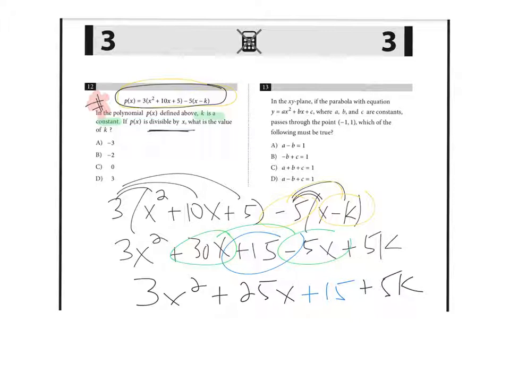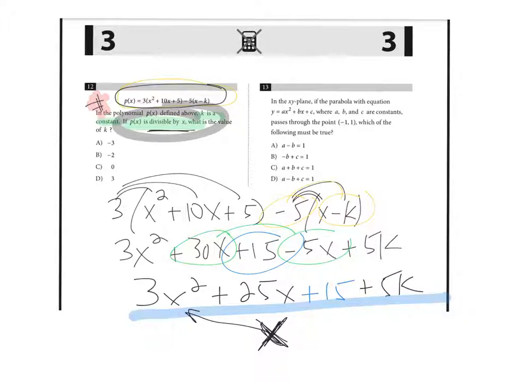And the question is asking me, what is k? But here's the key to the question. P of x is divisible by x. Well, what does that mean? If it's divisible by x, that means if I take this and I divide it by x, it has to go in evenly. That's what it means to be divisible. For example, x goes into 3x squared. If you think about 3x squared over x, it's just equal to 3x. X goes into 25x, right? Because if I have 25x over x, the x's cancel and it's 25.